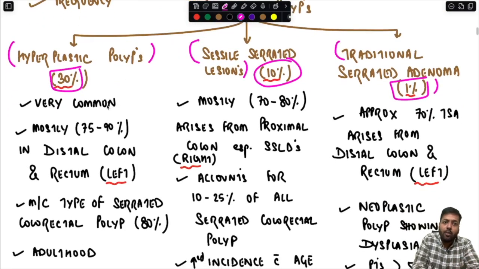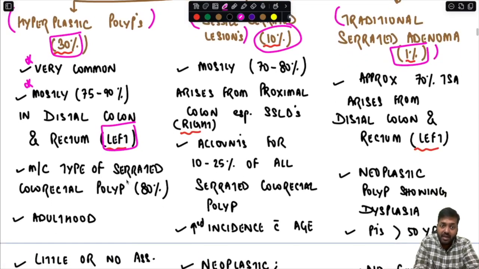They are very common, and most of the hyperplastic polyps arise in the distal colon and rectum, that is on the left side. Among the serrated colorectal polyps, they are the most common variety, constituting 80% of all the serrated colorectal polyps.